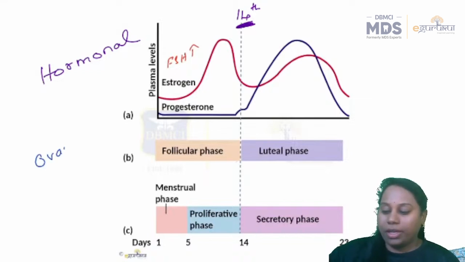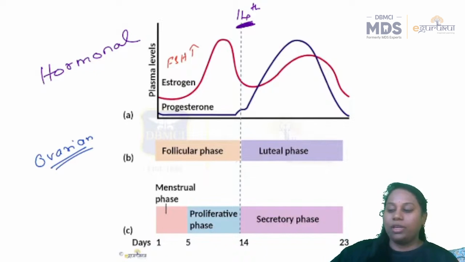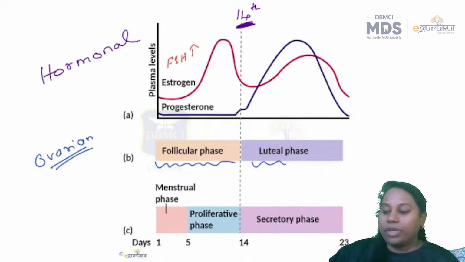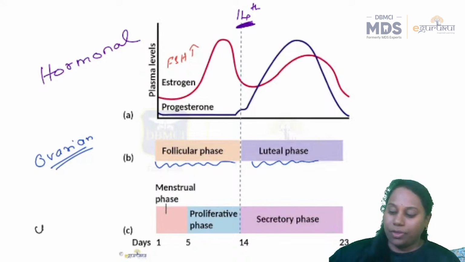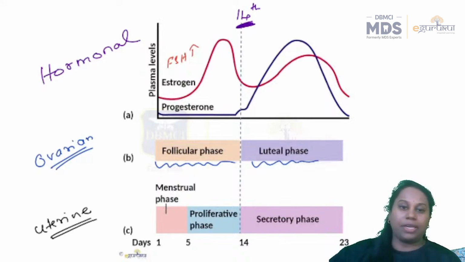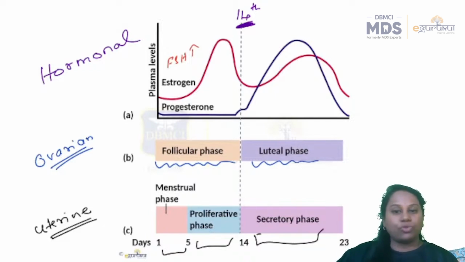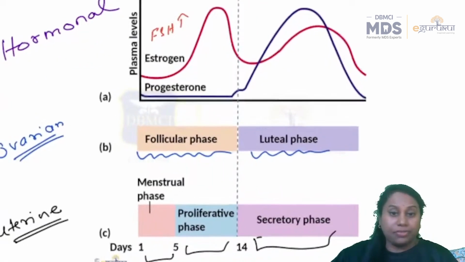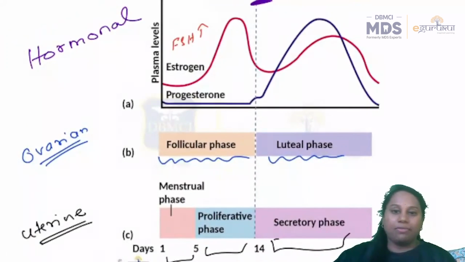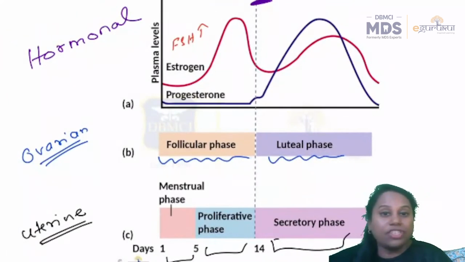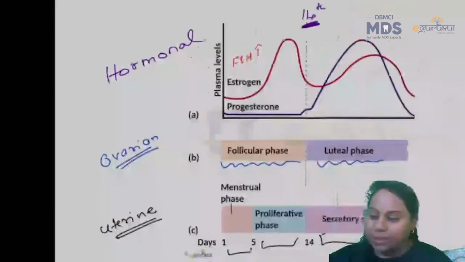What is the ovarian cycle? Inside the ovary, before ovulation, the follicle is forming: follicular phase. After ovulation, the corpus luteum is formed: luteal phase. What are the uterine changes in the menstrual cycle? First 5 days, bleeding. 5th to 14th day, proliferative phase. 14th to 28th day, in a 28 day cycle, secretory phase. So these are the uterine changes that happen during the menstrual cycle.